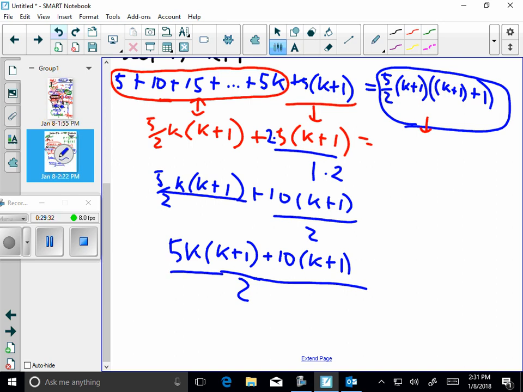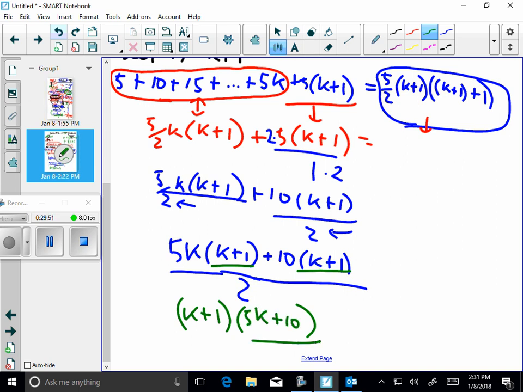I can put this 2 and this 2. They both had a denominator of 2. I put it all together. And now if I can factor it, I should. I factor out that k plus 1 out to the front. And then what do I have left once I've pulled out this and this? I have 5k plus 10, and it's all over 2.